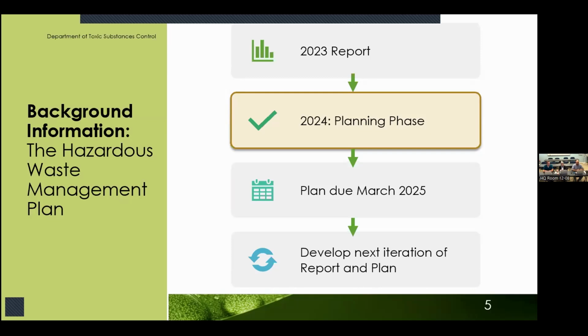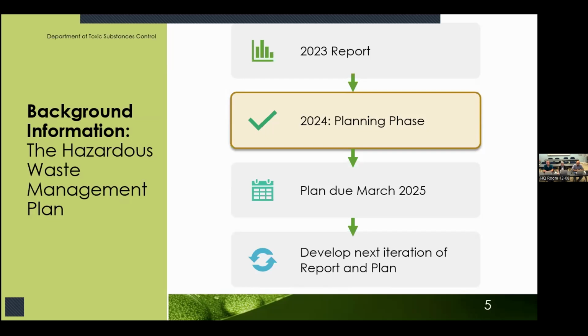This is an iterative process, and we are currently using the information from that report and feedback that we've received over the last couple of years to help develop the hazardous waste management plan. Now, the plan itself will include specific goals and recommendations that relate to the information that we're discussing throughout these 10 workshops.